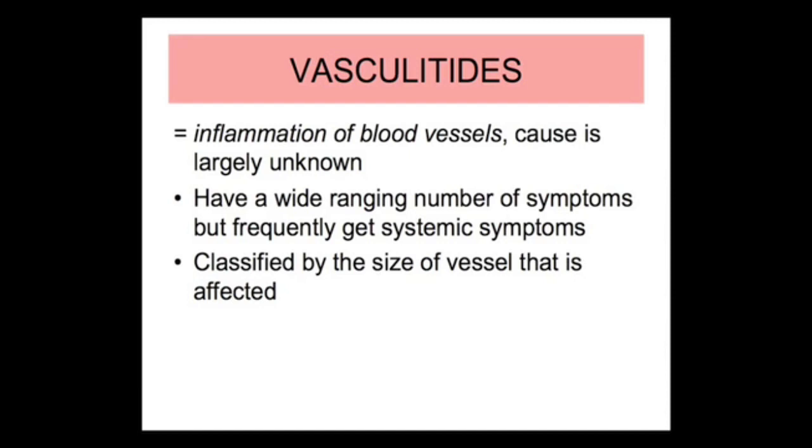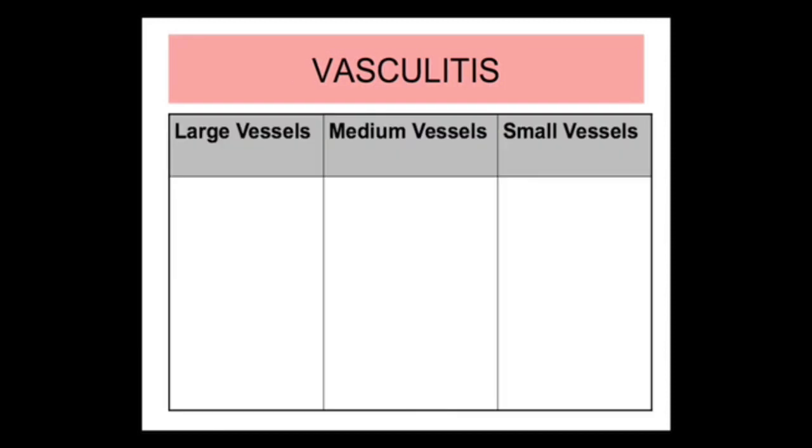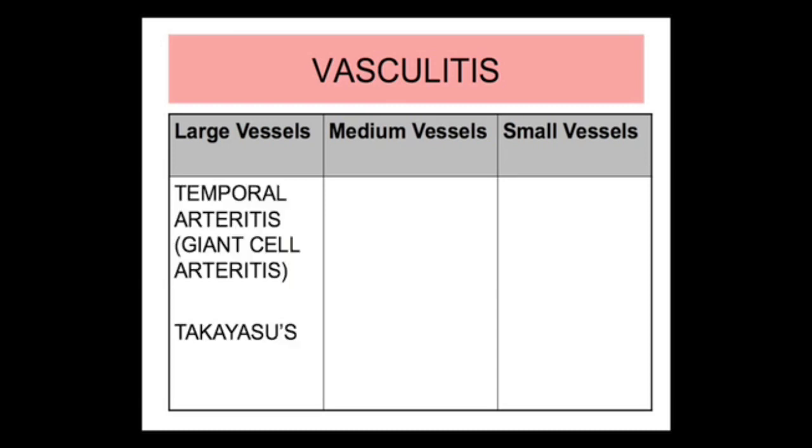in this podcast. Now, the easiest way to differentiate the different types of vasculitides is to divide them depending on the size of vessel that is primarily affected. So we can divide that into those that affect the large vessels, those that affect the medium vessels, and those that affect the small-sized vessels. So there are two major arthritides that affect the large-sized vessels, and that is temporal arthritis, otherwise known as giant cell arthritis, and Takayasu's disease.